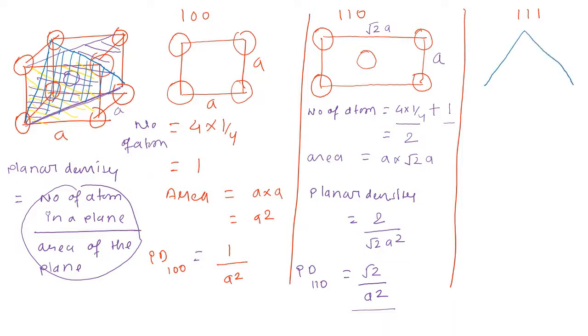Let me draw outside the unit cell. We have atoms at the corners, only at the corners, and the body centered atom does not lie in this plane. In the upcoming slides I will show why this atom does not lie inside this plane. If we measure the distance of this plane and this atom from the corner, it comes out that this atom does not lie inside this plane.